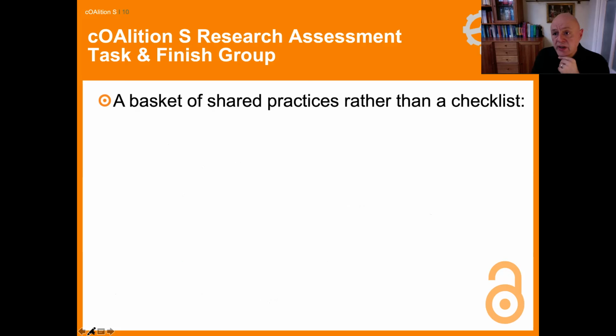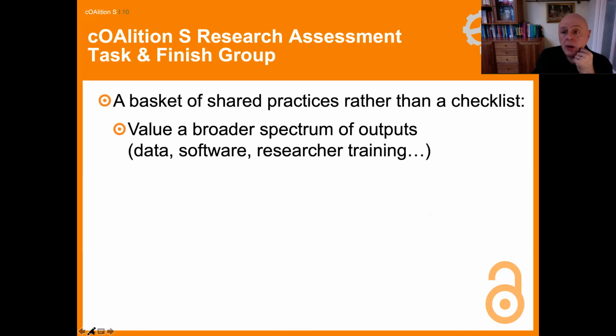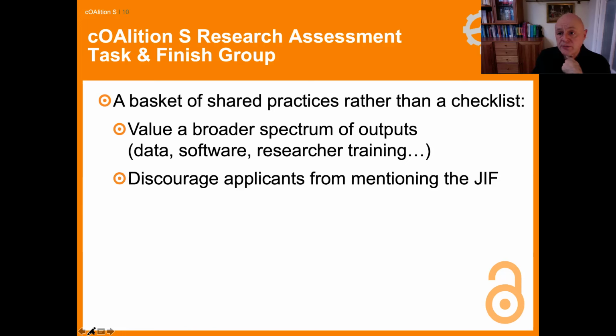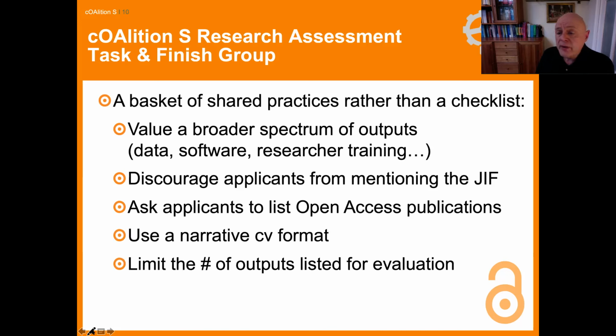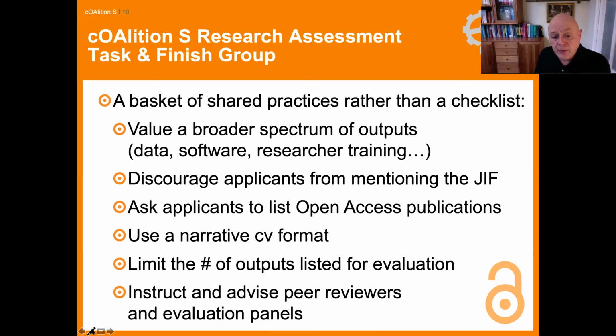To that effect, the cOAlition organizations have shared a number of good practices that they have adopted in their organizations, and these should be seen as a basket from which other organizations can pick and choose what is most appropriate for them. So it should not be viewed as a checklist, but these include the following: the request to value a broader spectrum of outputs than just publications, such as data, software, and researcher training, for example; to discourage applicants to grants from mentioning the journal impact factor in their CVs; and also to use narrative CVs; to ask applicants to list open access publications; to limit the number of outputs that are listed for evaluation. So we ask researchers to only list what they think are their best publications and why they think these are their best publications. And we also instruct and advise peer reviewers and evaluation panels on the best way to use metrics, responsible ways of using metrics, and to have attention for alternative metrics.